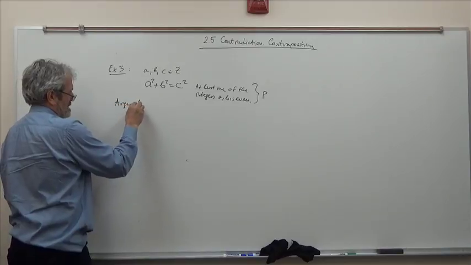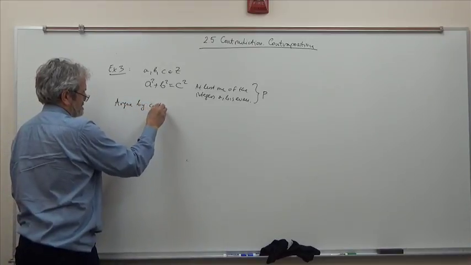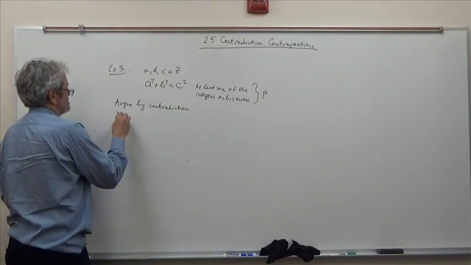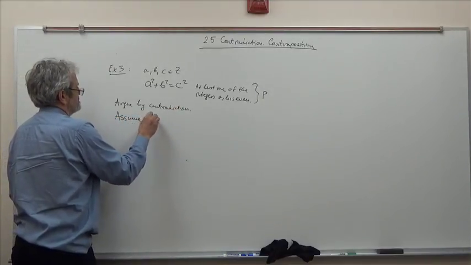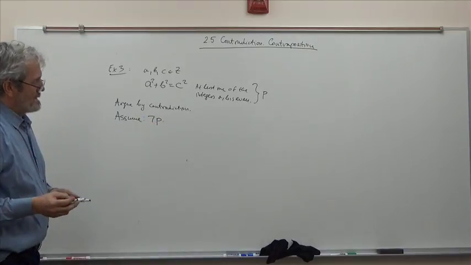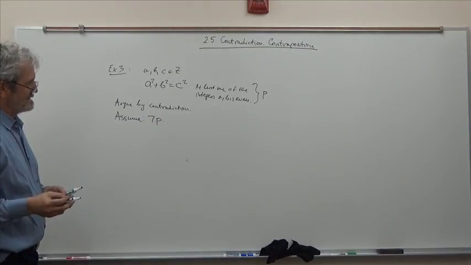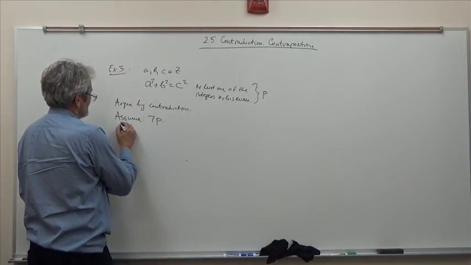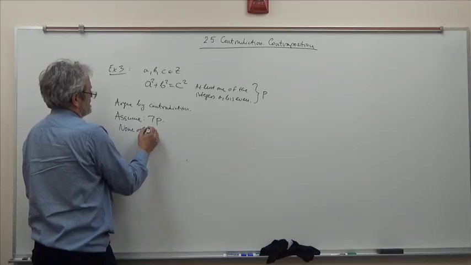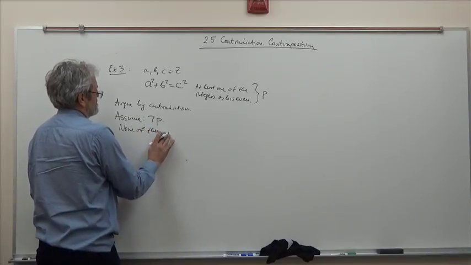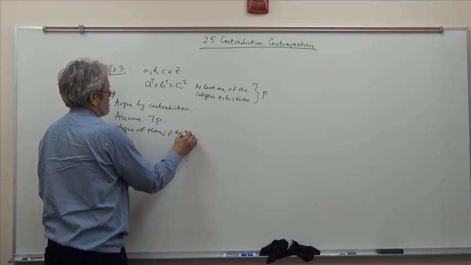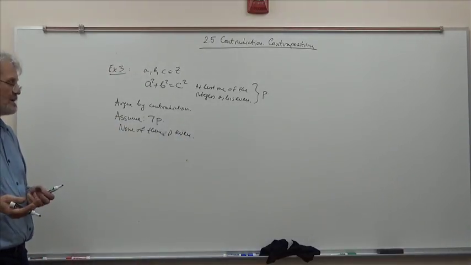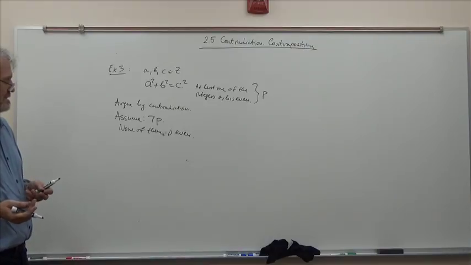Argue by contradiction. So assume not P. So what is that? Opposite from at least one of them is even, that means none of them is even. So opposite from at least one, none is even.